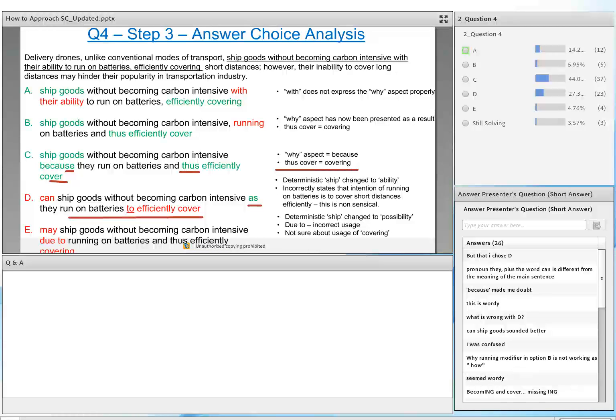Okay, choice E is wrong because again, it may ship goods. There's just a whole lot of different things happening. So let me take a few questions now. In this question, I did not have strong reasons to reject A.